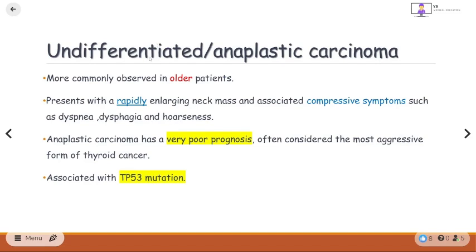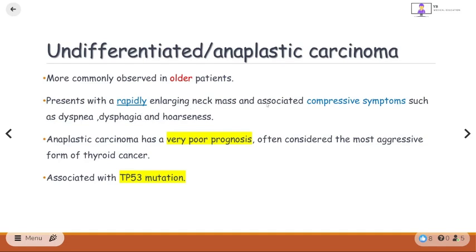The last one is undifferentiated or anaplastic carcinoma. It could arise from any cell in the tissue, but it's undifferentiated. So it doesn't look like follicular cells. It doesn't look like C cells, or any cells in the tissue. So it's undifferentiated, and it's very rapidly growing, right?